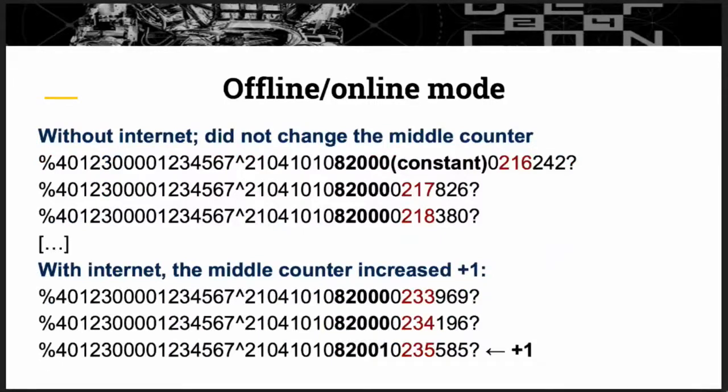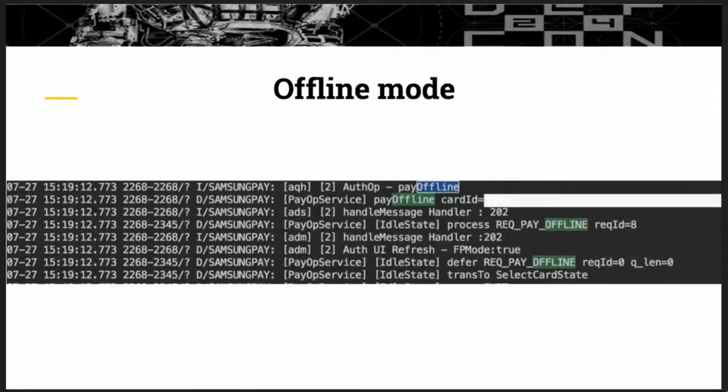Offline and online mode. Basically, when you are in offline mode, the counter in the middle of the token doesn't change. But when Samsung Pay connects to the internet, this counter increases every 3 or 4 transactions. One of the problems with Samsung Pay is that you can make payments in airplane mode. This means that Samsung Pay doesn't have full control of the tokens.